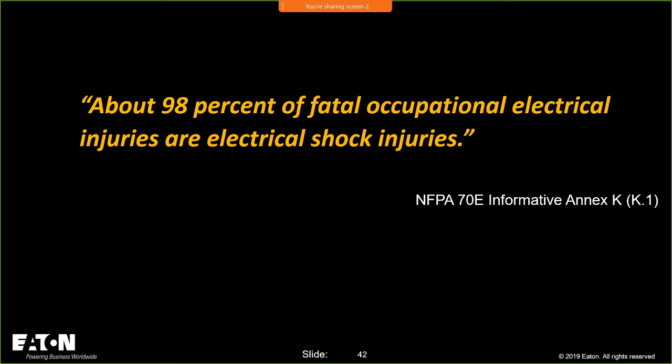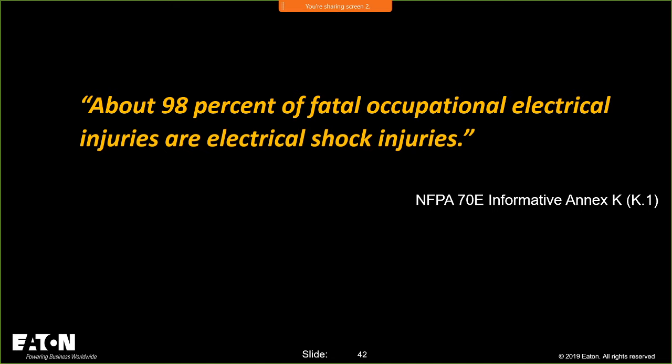NFPA 70E is the Electrical Safe Work Practices reference. If you're not a member of NFPA, you should be. If you're not aware of NFPA 70E, you need to be. That document helps us understand, and I love Annex K of that document because it's a good read. Not too many people read the annex material. There's a couple of things we always do: we throw away instructions, that's usually Article 90, and then we don't read the annex materials. The annex material in this case is a good read and helps us understand.